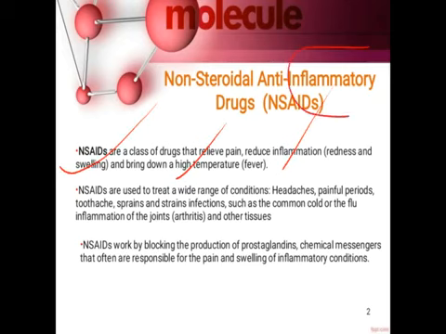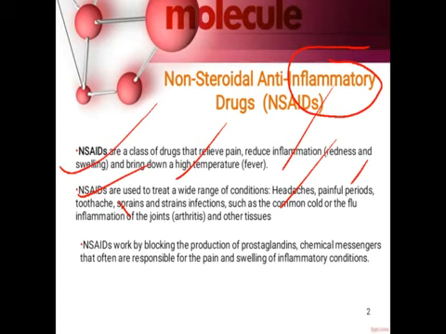So they are anti-inflammatory along with the antipyretic and the analgesic. So they are useful for the treatment of a wide range of conditions like headache, toothaches, sprains, pain in the periods. Okay, then for the treatment of common cold or the flu, inflammation, arthritis. So in different conditions they can be useful as non-steroidal anti-inflammatory agents.